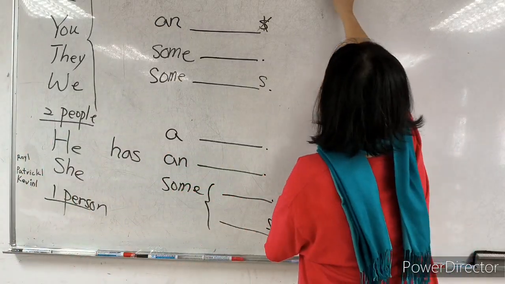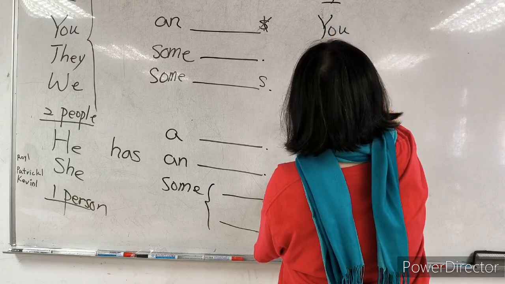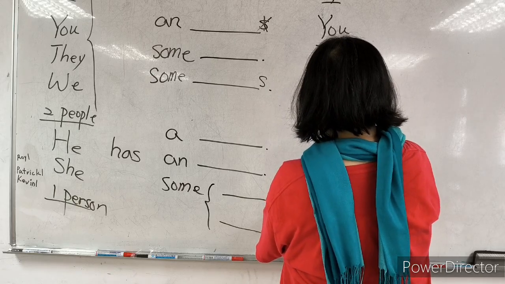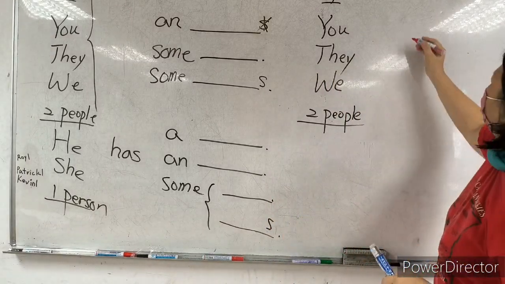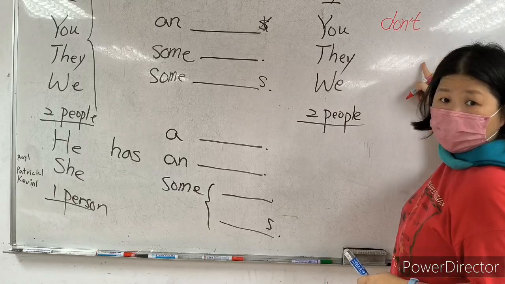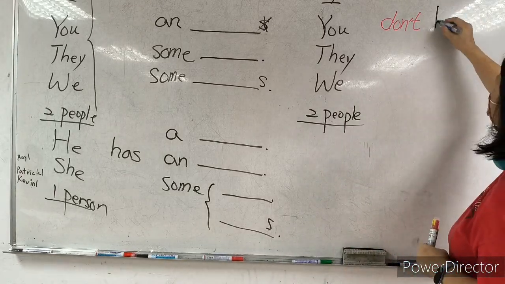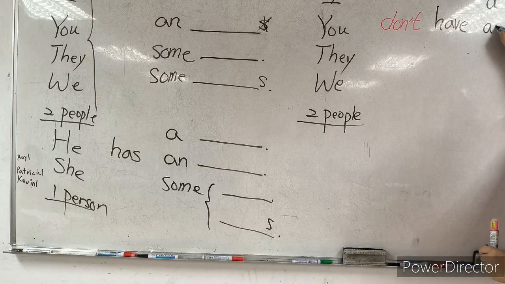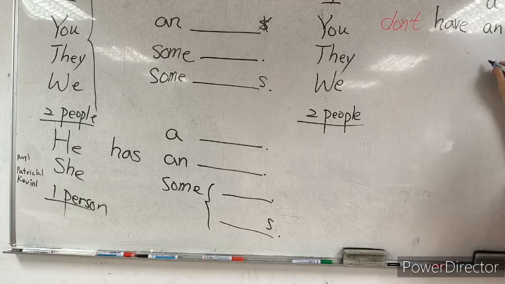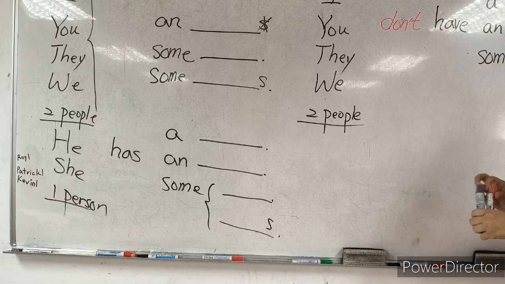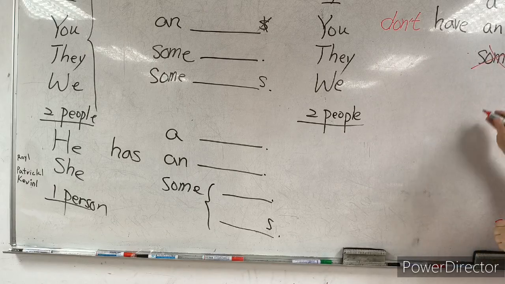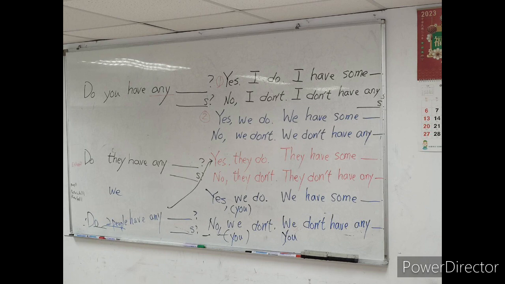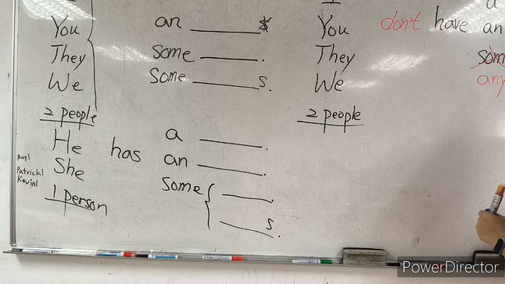Okay, here, when we say I, you, they, we, and two people. Okay, we say I don't, right? I don't have, but maybe I said it wrong. 也许老师上次说错了，you can say an, right? But you cannot say some. You say I don't have any.